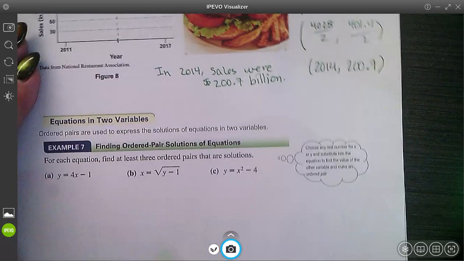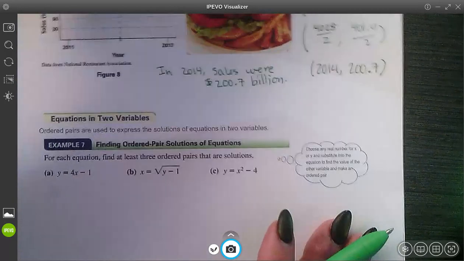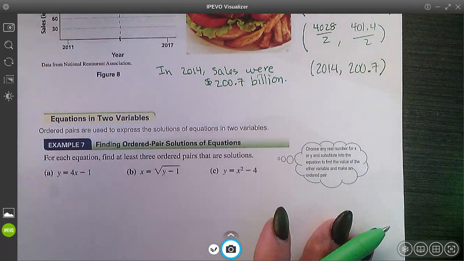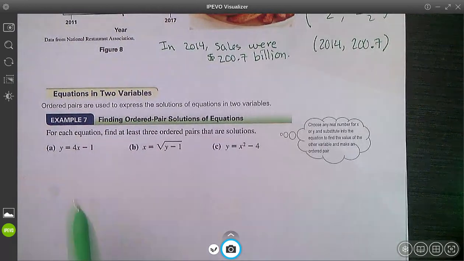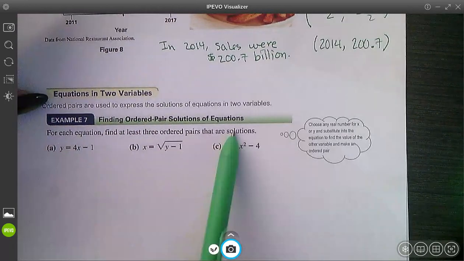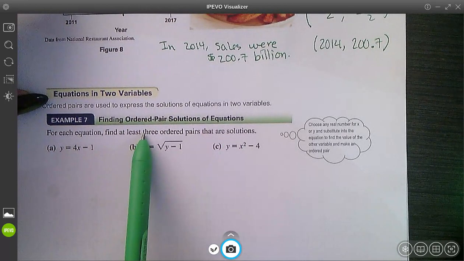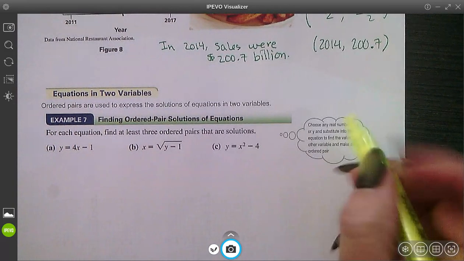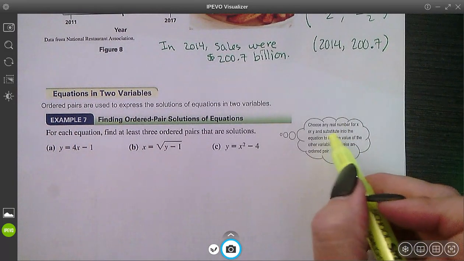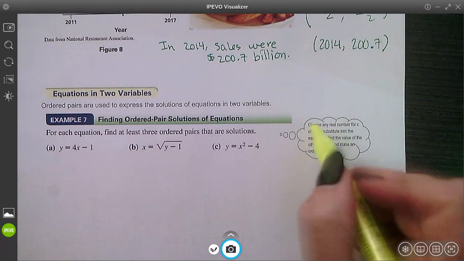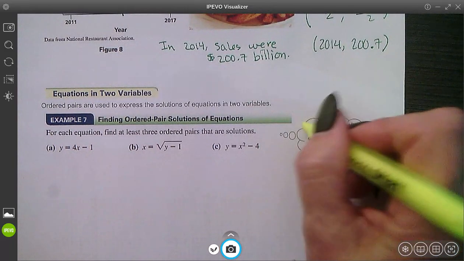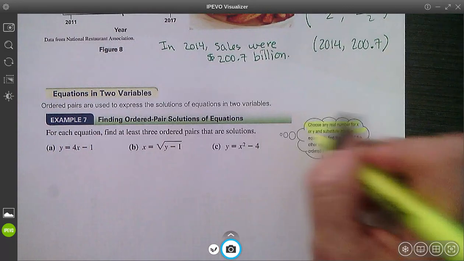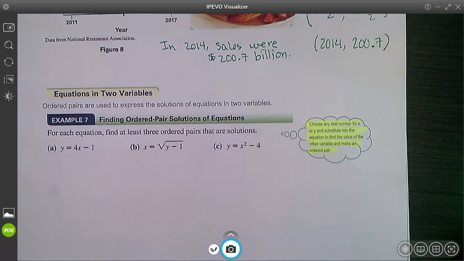All right, moving on to equations in two variables. Ordered pairs are used to talk about the solutions of equations in two variables. So for each of these equations, they want us to find at least 3 ordered pairs that are solutions. So what we're going to do is choose any real number for x or y, and then substitute into the equation to find the value of the other variable, and then make an ordered pair.